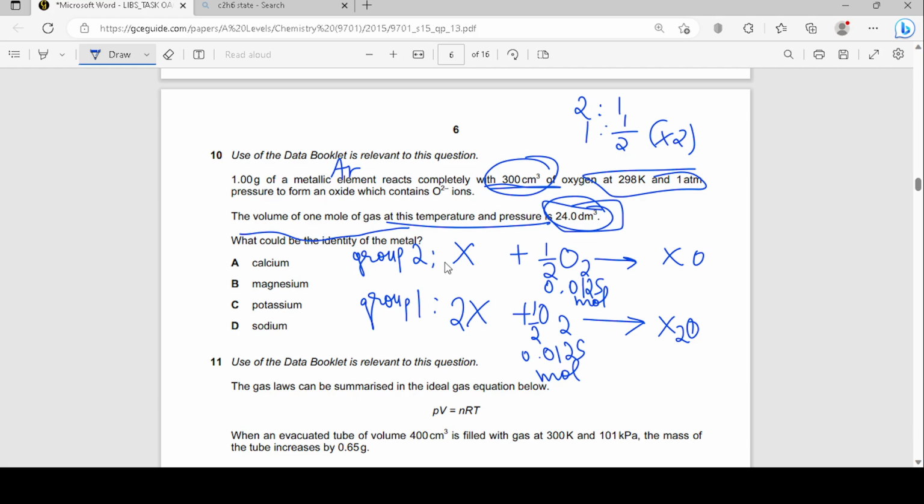Do that on your calculator. You get 0.025 moles of X if it's a group 2 metal. Now, if you assume it's a group 1 metal, then 2 is to 1/2. If you multiply this by 2, then you get 4 is to 1. So if I have 0.0125 moles of this, I should have 4 times 0.0125 moles of X, which is 0.05 moles.